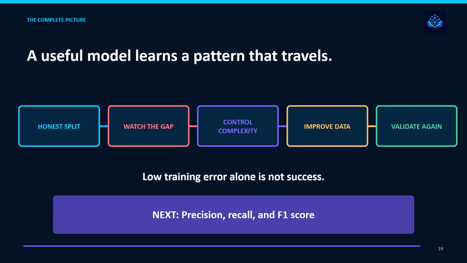Remember, low training error is not the goal. Learning a pattern that works on new data is. Next, we'll explain precision, recall, and F1 score.